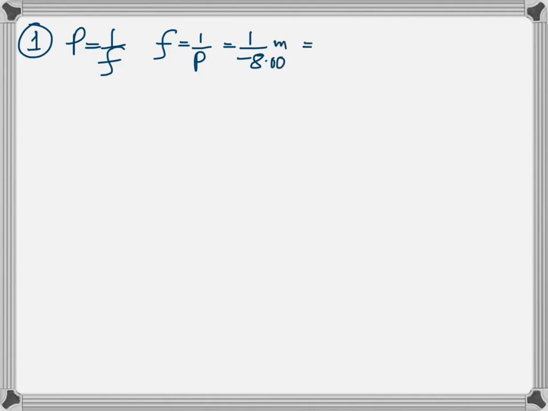12.5 centimeter is the distance of the object, and the height of the object is also given. The power is always 1 by focal length, but then the focal length has to be in meter when you use this formula. So if you find the focal length, you're going to get it in meters, and it's 0.125 meter, which is 12.5 centimeter. Negative means it's a diverging lens.